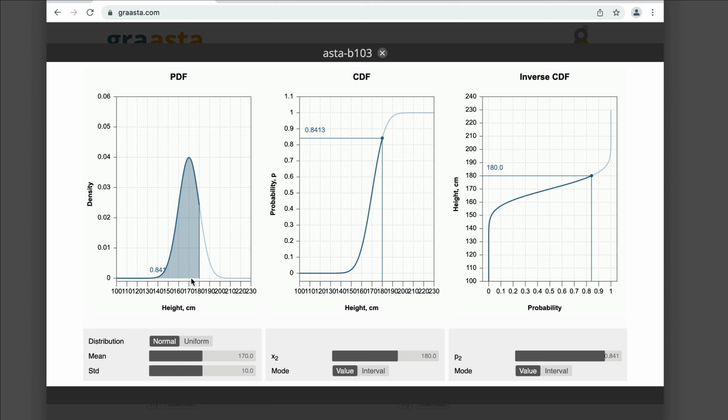So 180 is the average plus 1 standard deviation. If it gives you 68% of the values in between, it means that you need to have 16% here and 16% here, and you have exactly 16% here, right?